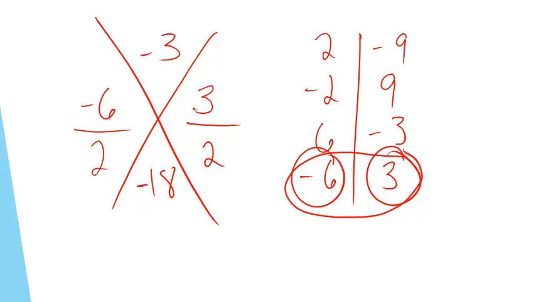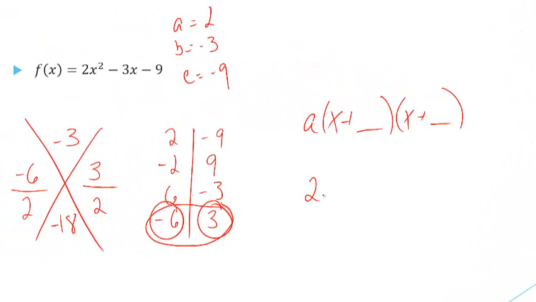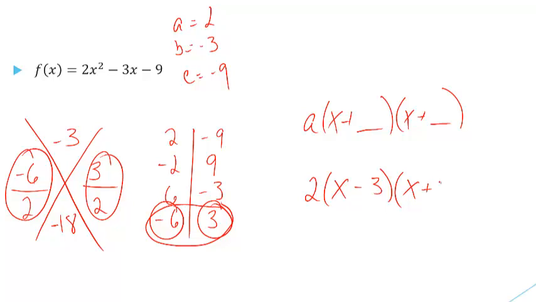So let's go ahead and create our final form of a factored quadratic equation, which is going to be a times x plus blank times x plus blank. A is going to be 2, so we're going to have 2 times x plus negative 6 divided by 2 is negative 3, so it's going to be x minus 3. And we're going to have x plus 3 over 2.